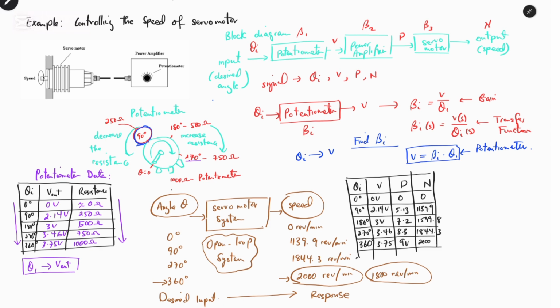This is a simple explanation in the time domain where we use actual values to represent the system. In our later video, we will look at how we can represent the system in terms of the transfer function.